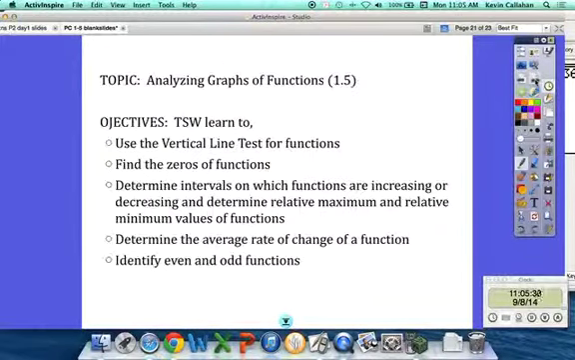I think that's the end. So we did vertical line test, zeros, increasing and decreasing, relative maximum and minimum, average rate of change, even and odd.